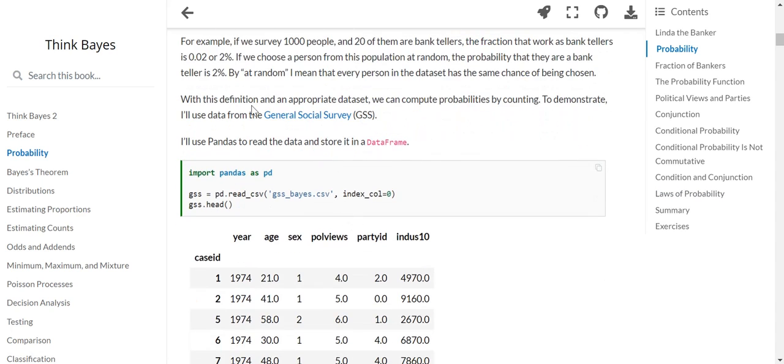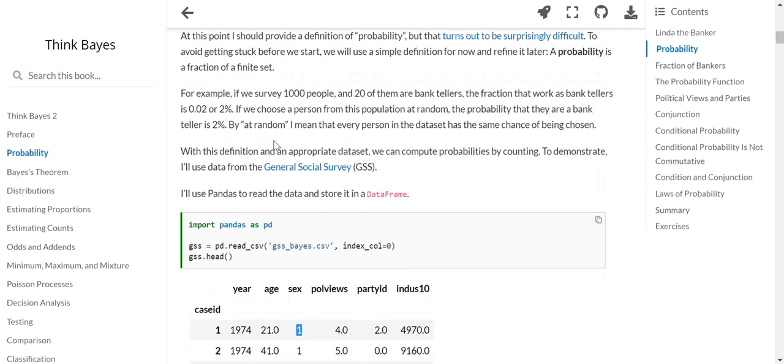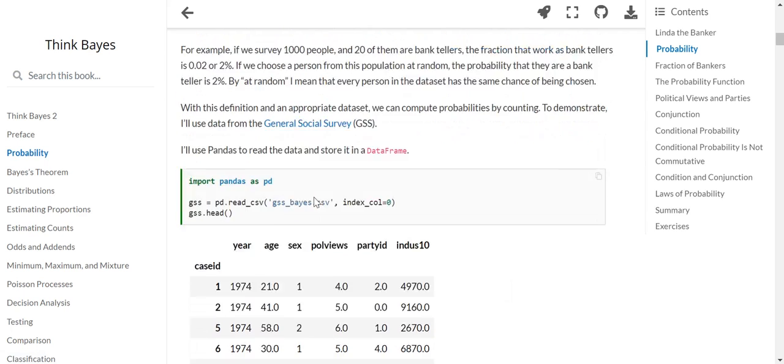Okay. With this definition and an appropriate dataset, we can compute probabilities by counting. To demonstrate, we'll use the data from the General Social Survey. Okay, so it's using pandas to get the data. So every person has a year, age, sex, political views, party ID, and industry. I'm not really sure what they represent, so let's just have a look at this survey.